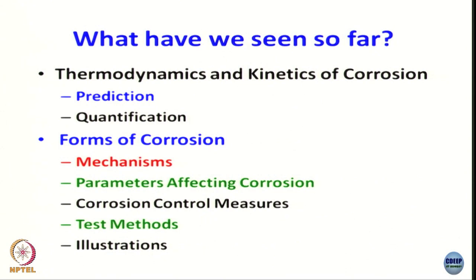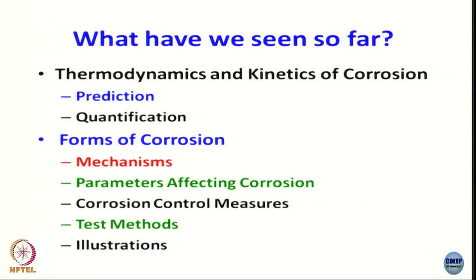And so we looked in detail at various forms of corrosion, the mechanism of corrosion. We looked at the parameters affecting the corrosion. We looked at the corrosion control measures, test methods. In all these cases, we also saw the illustrations, to highlight how they are important and what are the signatures that these failures leave behind. So, all this we looked at over the last 33 lectures.